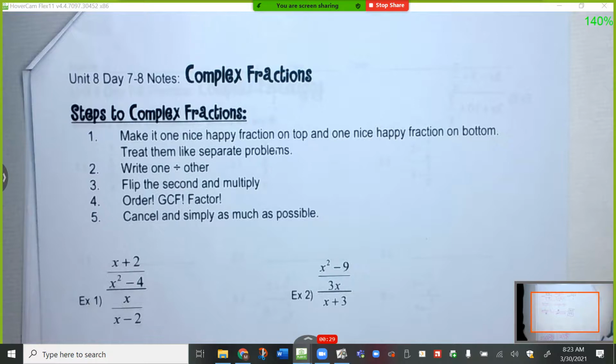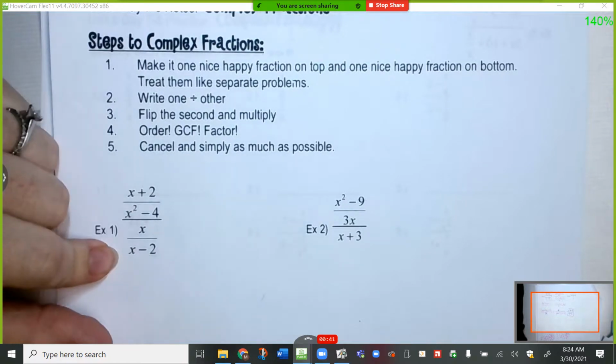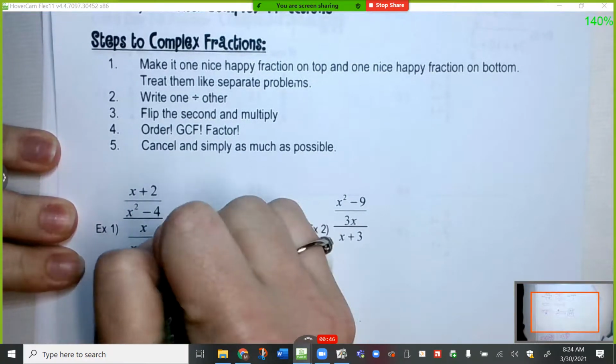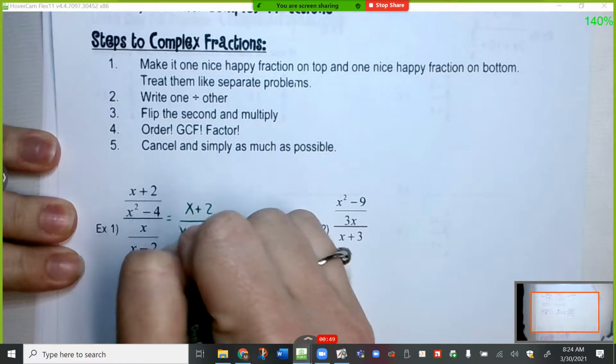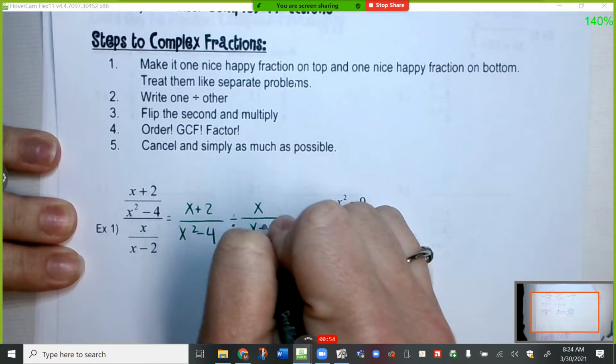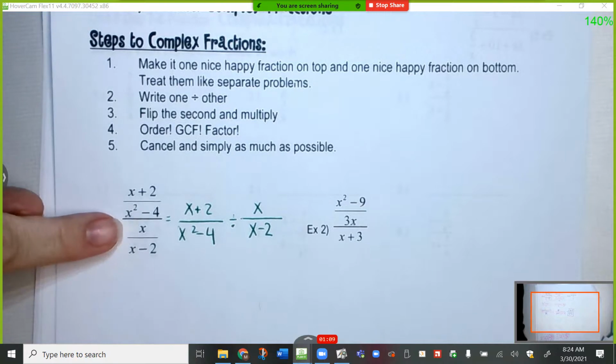So what I want you to realize, y'all, is what does a fraction represent? Division. That's all this is. So yes, this looks like a nasty fraction on top of a nasty fraction, but really this is one fraction over one fraction, so I can rewrite it, and I get x plus 2 over x squared minus 4 divided by x over x minus 2. Did I change anything, or did I just write it differently? I just wrote it differently. Does it look more achievable now? To me it does. I think this looks terrible. Like, this scares me. But this does not scare me.